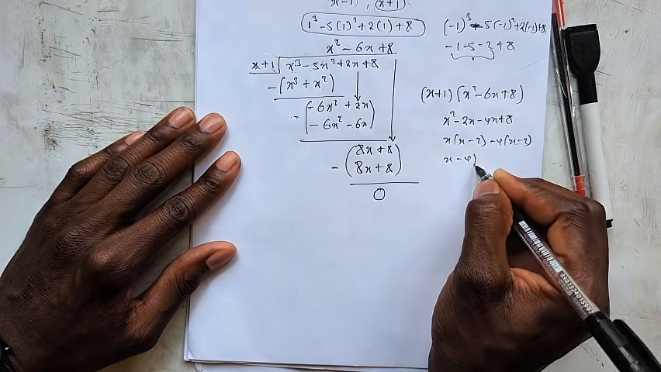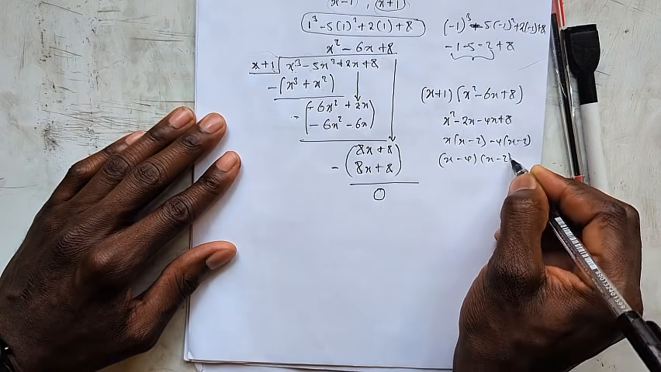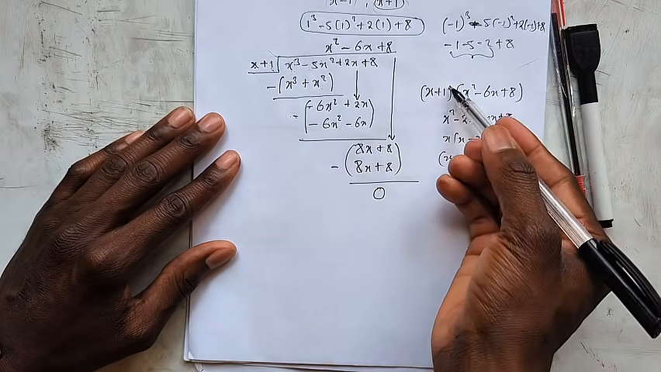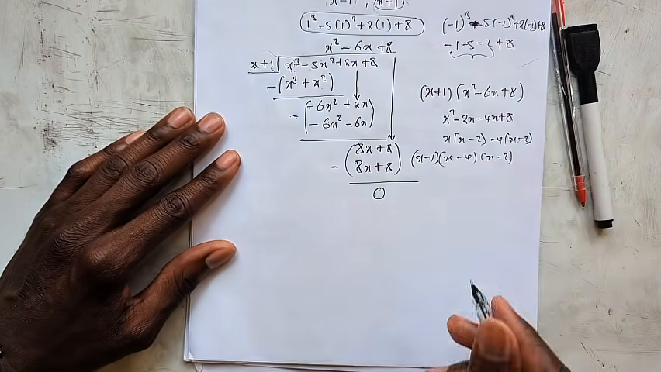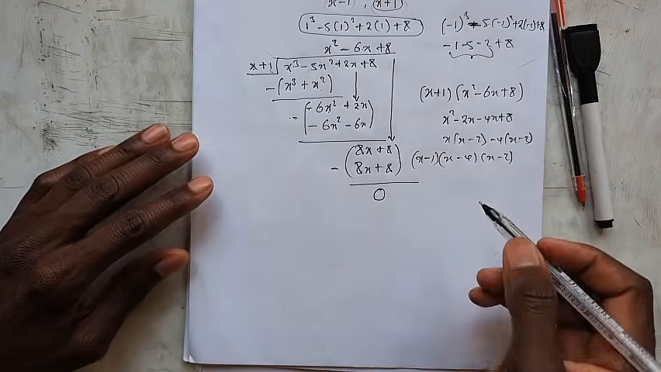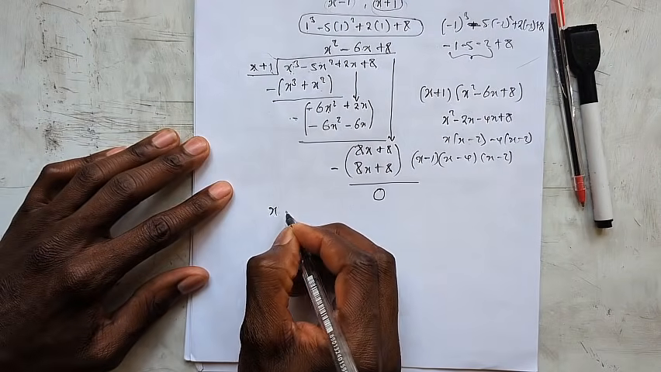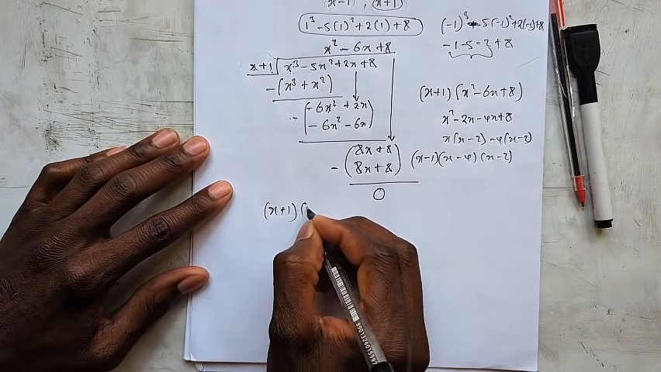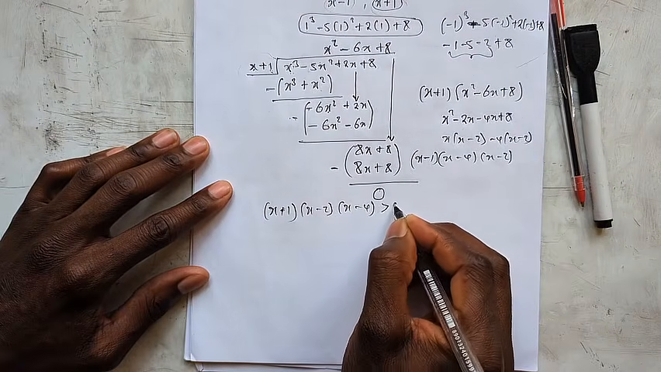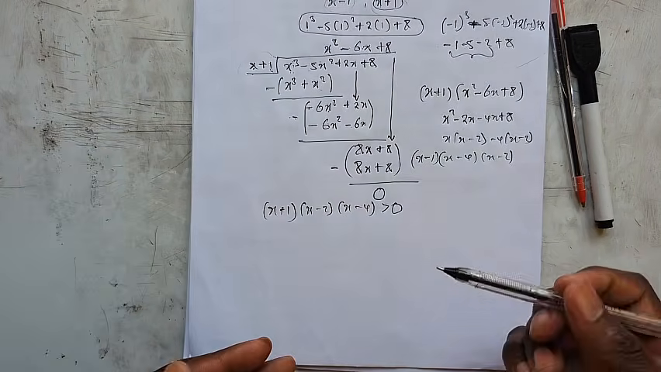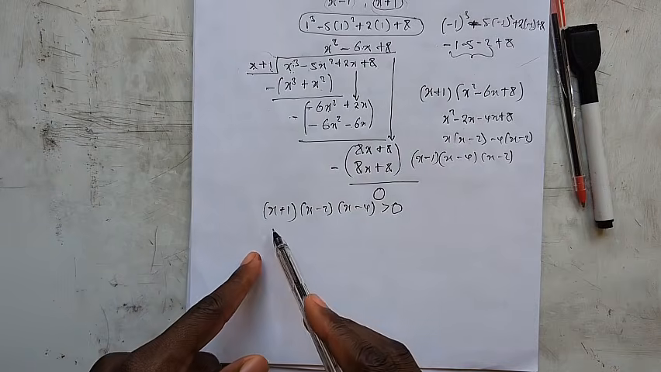So x minus 4 and x minus 2. If we try to attach even this part, we're going to have 3 linear factors. So this is exactly the same as (x + 1)(x - 2)(x - 4) > 0. What do you remember about this?